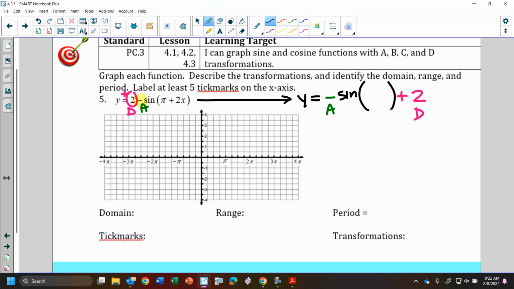And then inside my parentheses, should pi come next? No. No. What should come next? The 2x. Very good. The 2 is your B. Put him next. And then, I'm out of colors, purple. The pi is like your C. Cool? Do we agree?